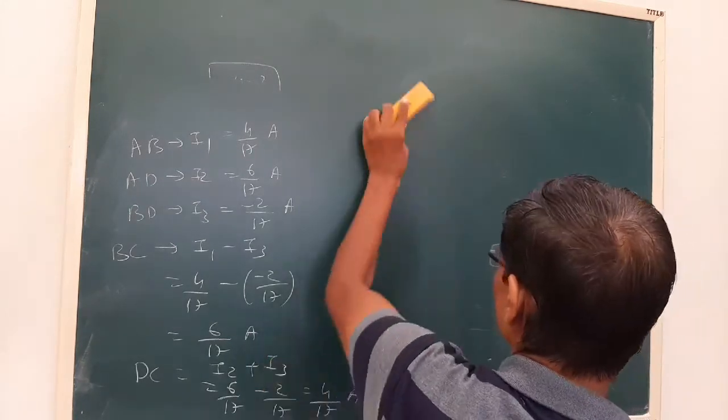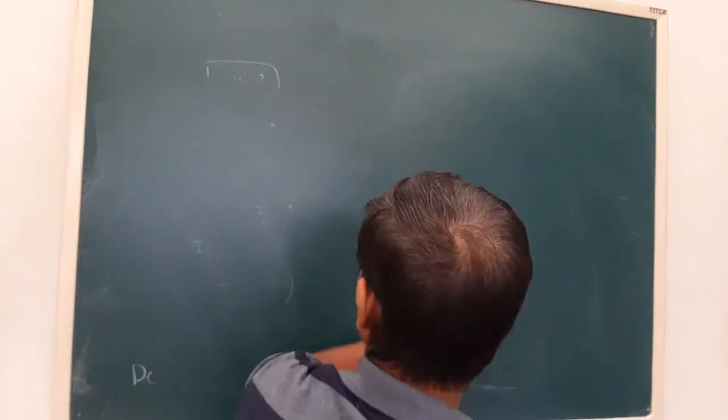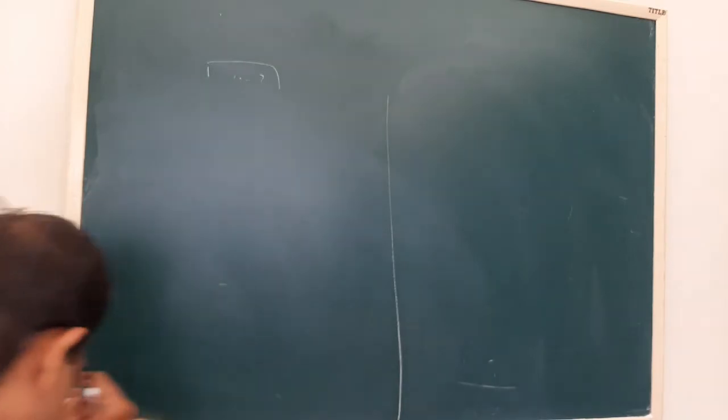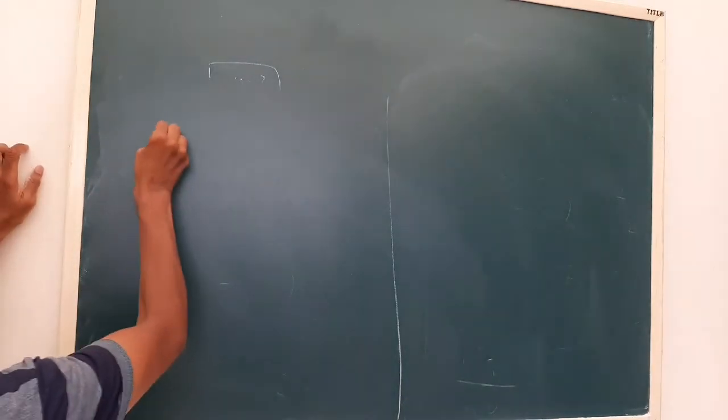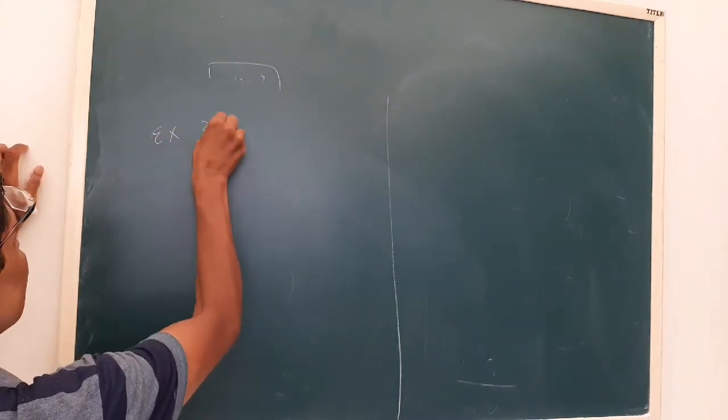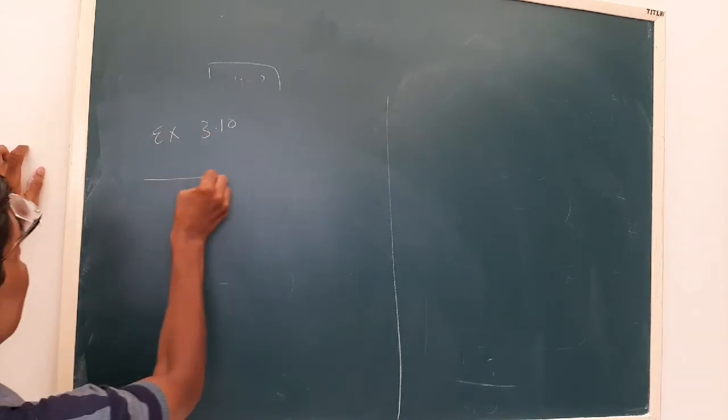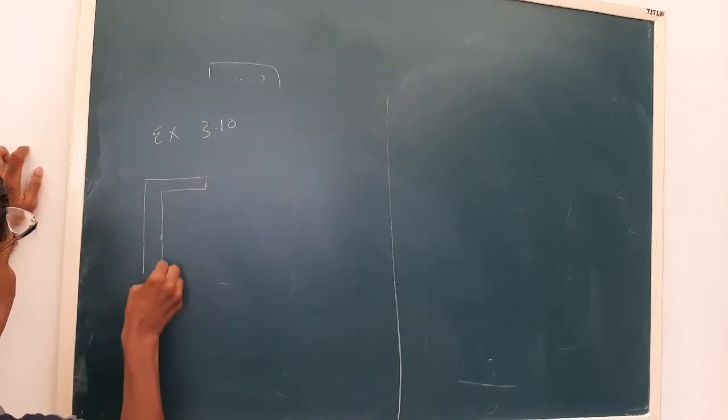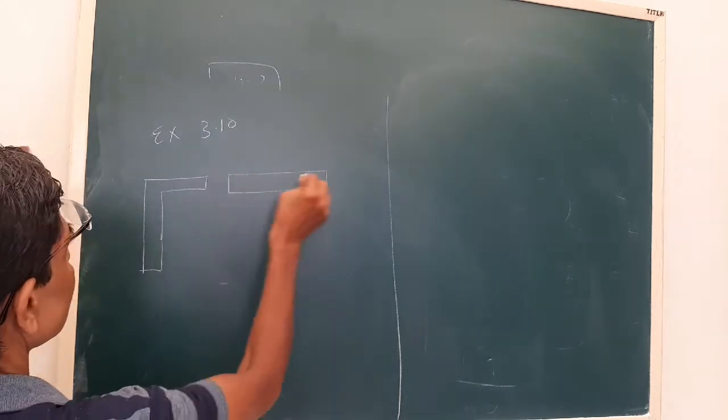Now next is, see the exercise sum number 3.10. Now see, this is related to the meter bridge.